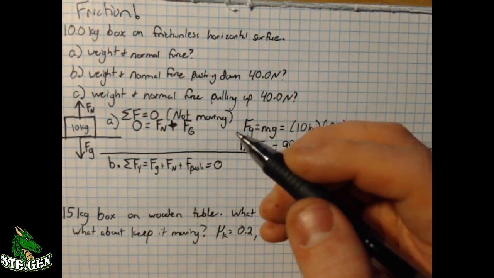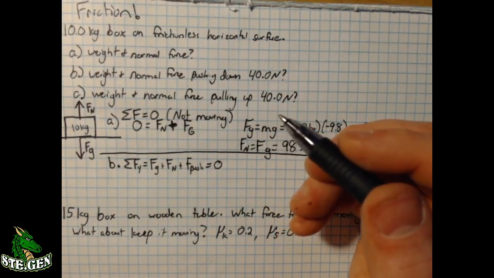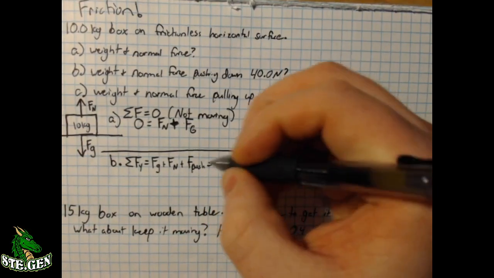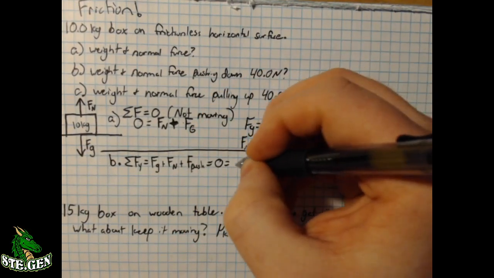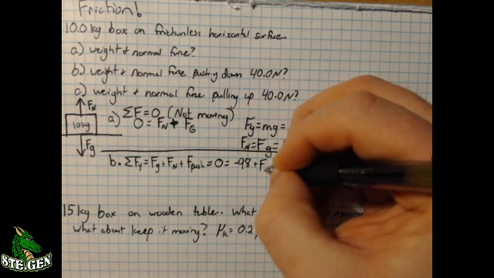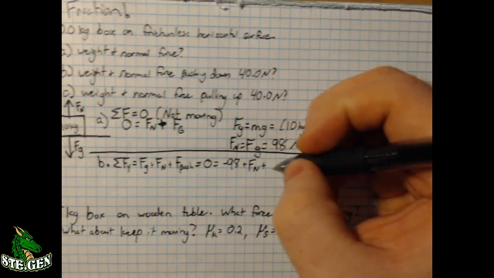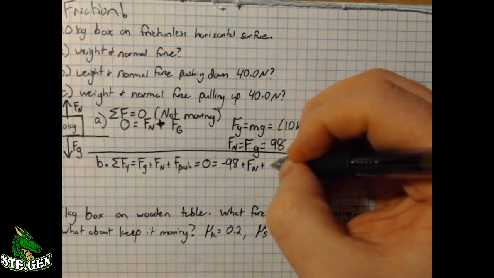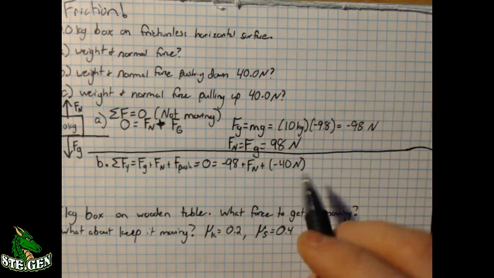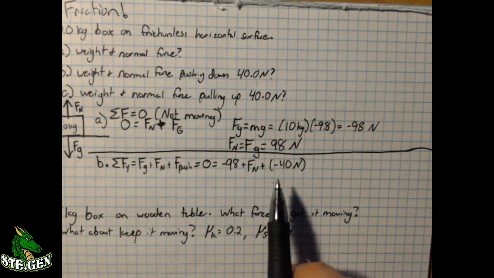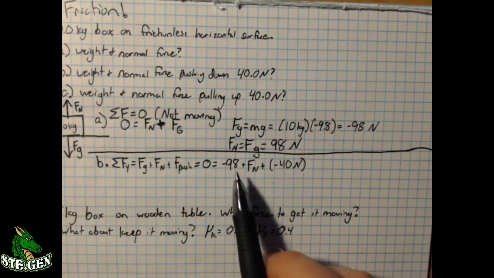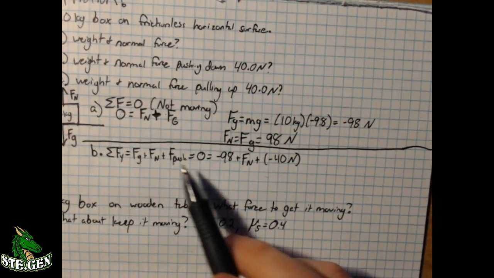We know the force of gravity. The force of gravity must be the same thing, and we know the force of the push. So we know force of gravity is still going to be negative 98. We don't know the normal force, but we know that the force of the push is downwards, and it's 40 newtons. So it's going to be plus a negative 40 newtons. Now, you could do minus 40. I like to do the plus a negative 40 newtons because I like to make sure that I indicate that all of these forces need to be added together.